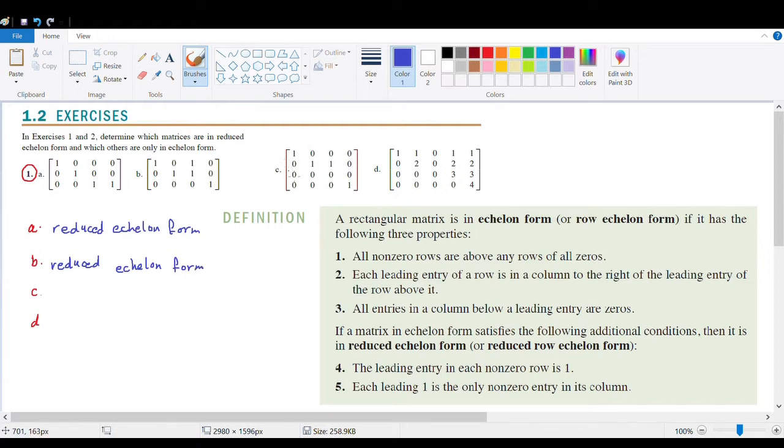For C, it does not satisfy the first property, which is that all non-zero rows are above any row of all zeros, because here we have a zero row, which should be the last row, but here it is clearly not the last row. So we conclude this one is not in echelon form.